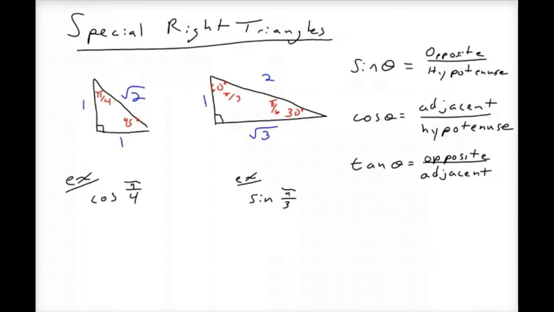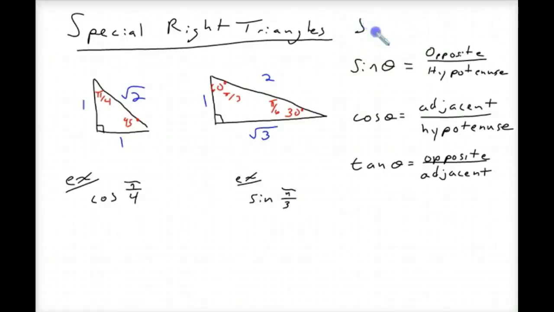Here's the first set of tools that I need you to memorize if you don't have them memorized already. These are special right triangles that you saw in geometry, where you have your 45, 45, 90. 45 degrees is also pi over 4, so these are the same angle. Your ratio is 1, 1, square root 2. You also have your 30, 60, 90 triangle. Pi over 6 is 30 degrees, pi over 3 is 60 degrees. Across from your 30 is 1, across from your pi over 3 is square root 3, and the longest side, the hypotenuse, is 2.